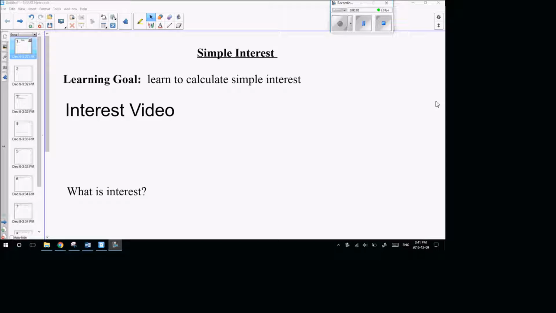Good morning, everyone. Sorry I can't be there with you today since we wrote our test on Friday, finishing off our periodic trig unit. We now are looking at our last unit in finance. So to start off our finance unit, we are going to be looking at simple interest. So to start off, we're just going to watch a video about interest.